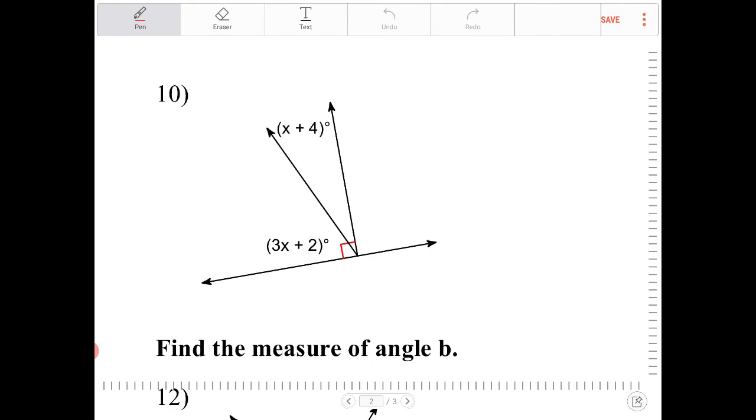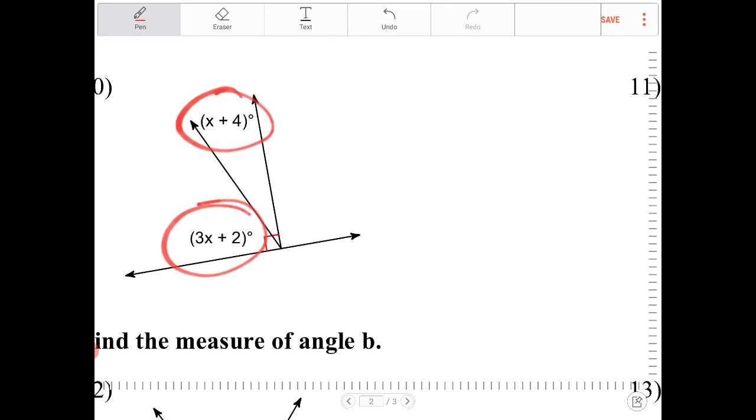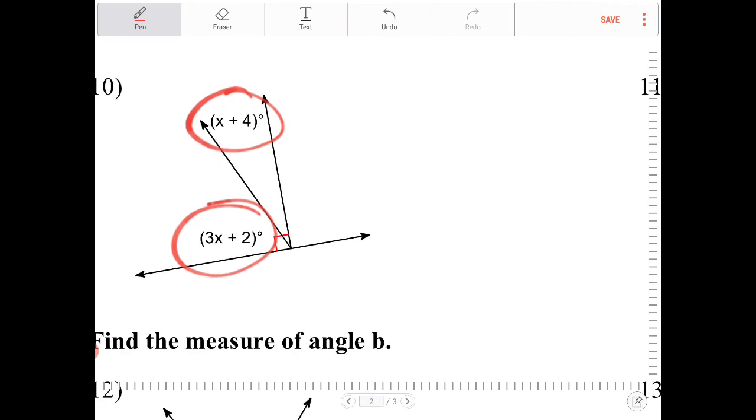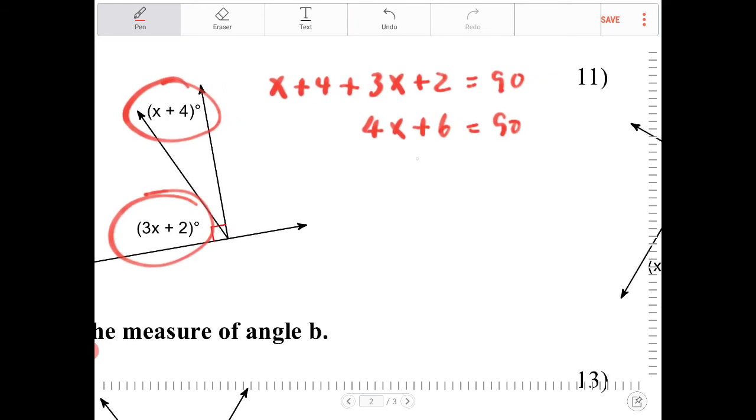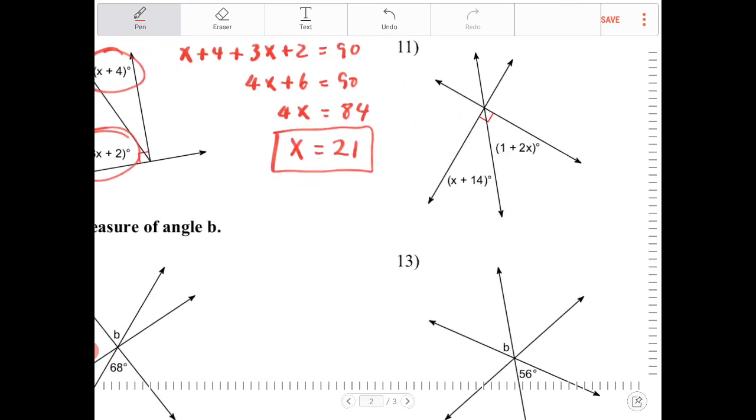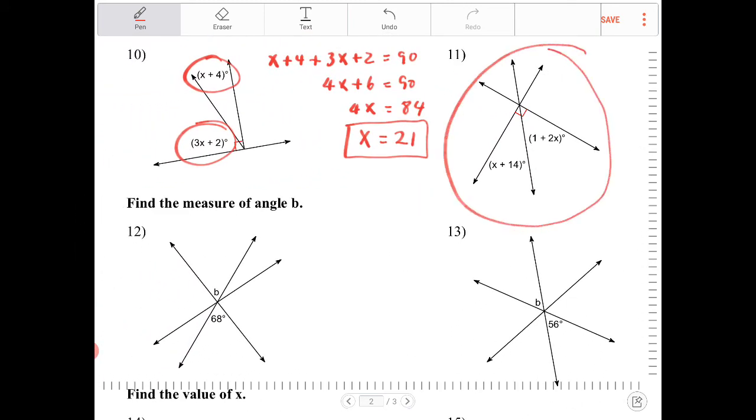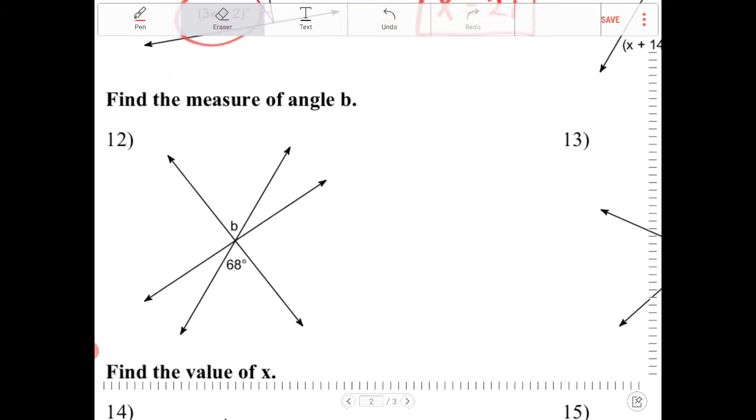All right, question 10. So I have these two angles here. These two angles are part of that 90-degree angle there. So therefore, these two angles must be complementary. So I know that x plus 4 plus 3x plus 2 will equal 90. If I add all this stuff up, I end up with 4x plus 6 is equal to 90. Subtract 6, I end up with 4x is equal to 84. Divide by 4, I end up with 21. This is a very similar example, so I'm not going to do that just because you've seen me go through that complementary question. Let's move on to the next one.